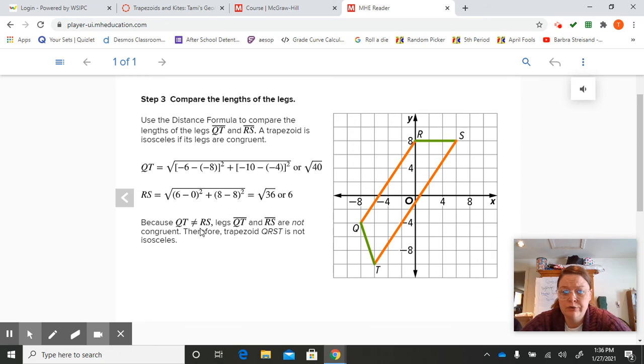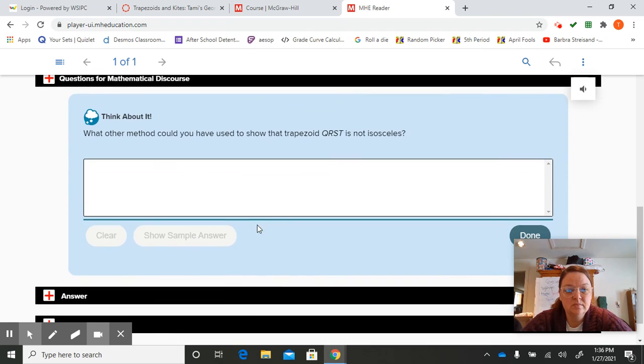Because they are not congruent, because the square root of 40 is not equal to 6, the legs are not congruent. Therefore, trapezoid QRST is not isosceles. It is a trapezoid, but it's not an isosceles. What other method could you have used to show that the trapezoid is not an isosceles? Think about that, put your answer in your notes, and have it ready to go for later.